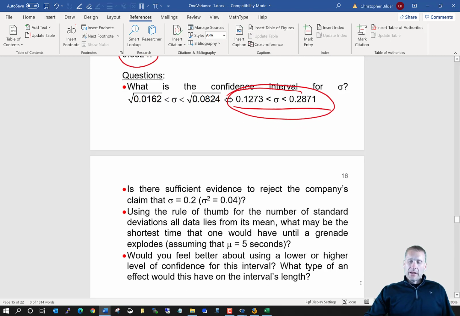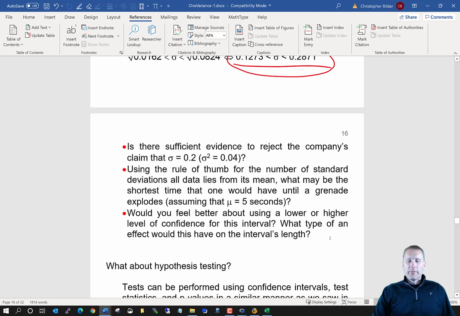So here's something that's very important. Would you feel better about using a lower or higher level of confidence for this interval? Well, think of, let's say, that you are in the military and you're using these grenades. Which would you feel better about? A 90% interval, a 60% interval, or a 99% confidence interval? Oh, I would want that confidence level to be as high as possible.